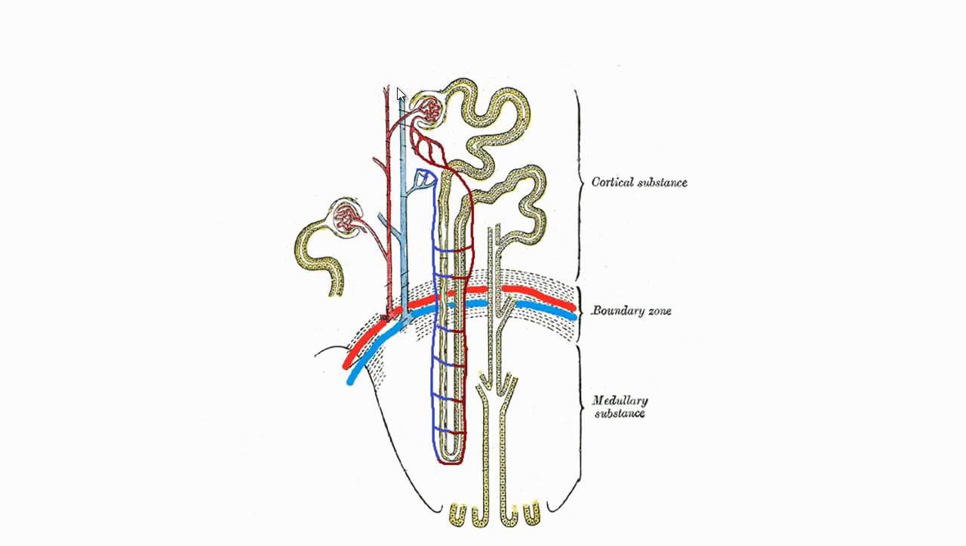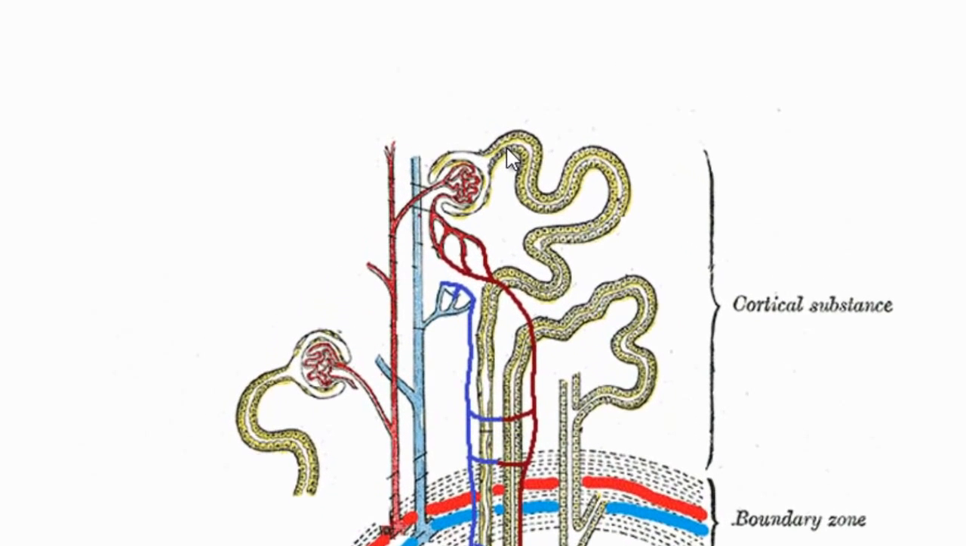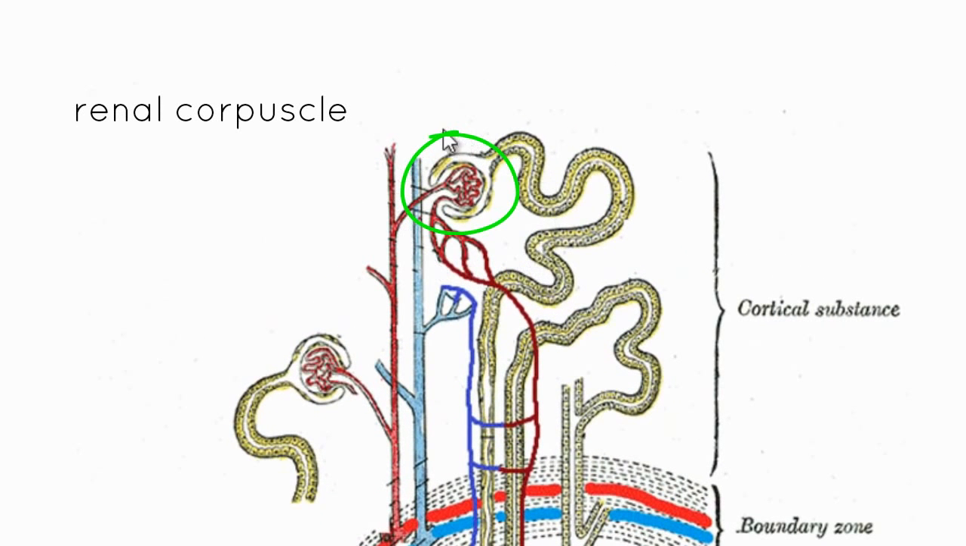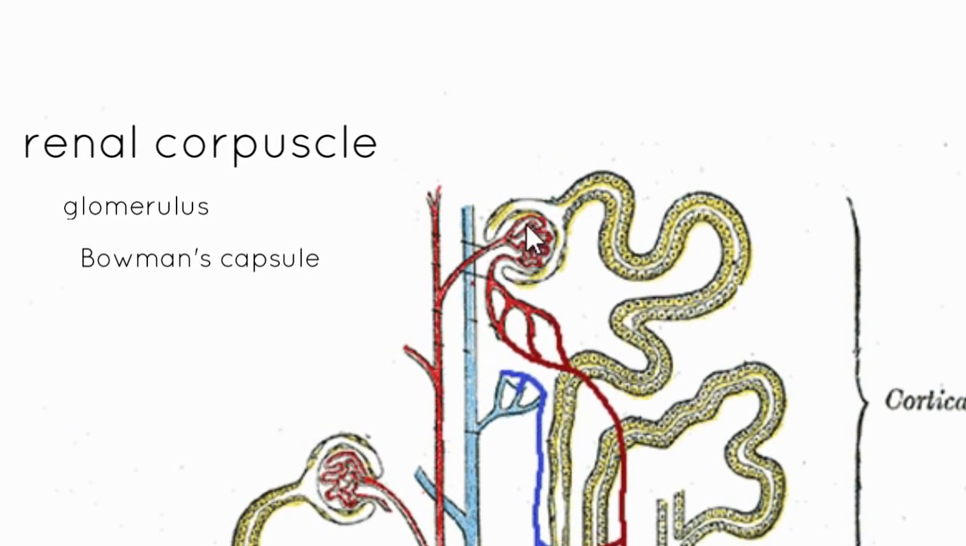So we've got three parts to the nephron essentially. We've got the renal corpuscle, which consists of the glomerulus and Bowman's capsule. The glomerulus is this sort of network of capillaries which sits inside this capsule known as Bowman's capsule. And this structure is the first point at which the blood is filtered. So that's the renal corpuscle, and that lies in the cortex of the kidney.